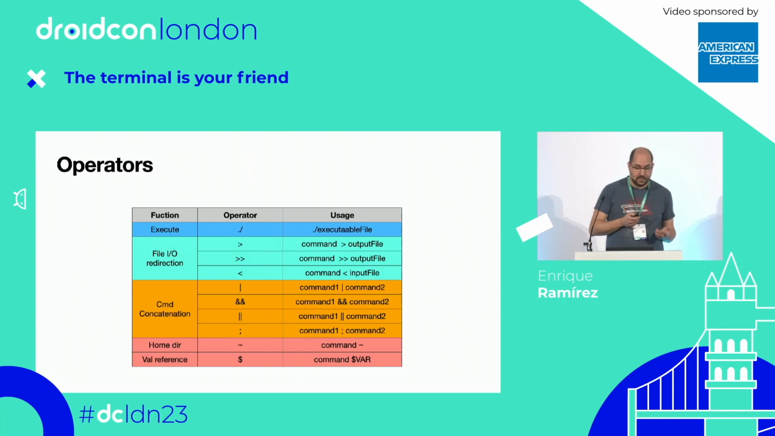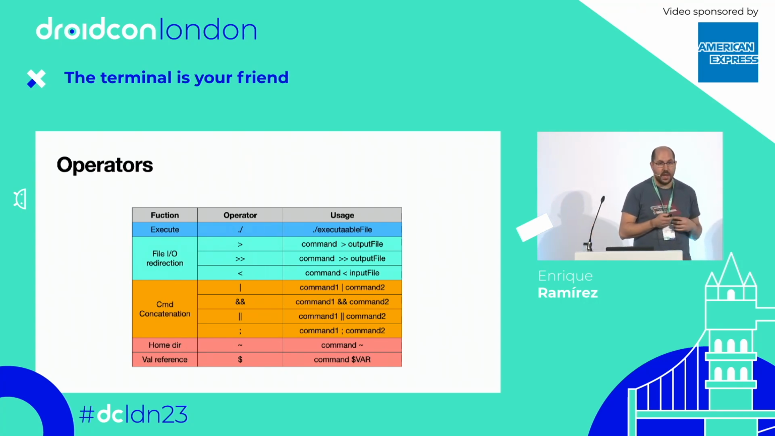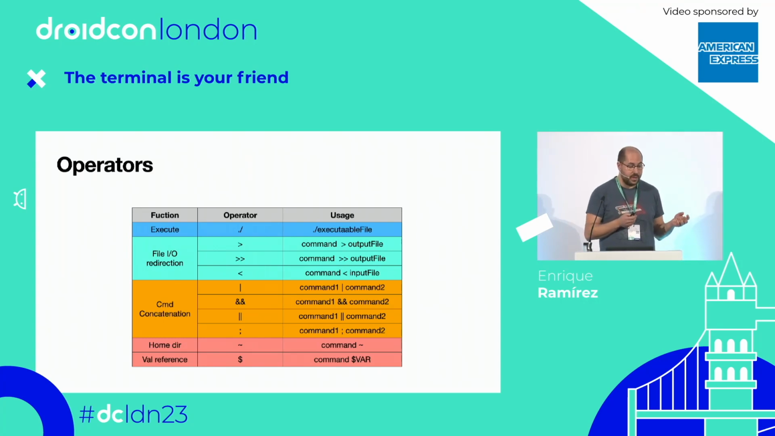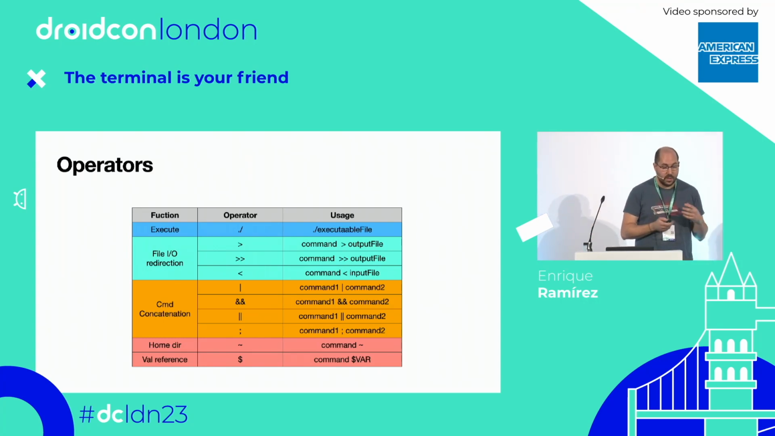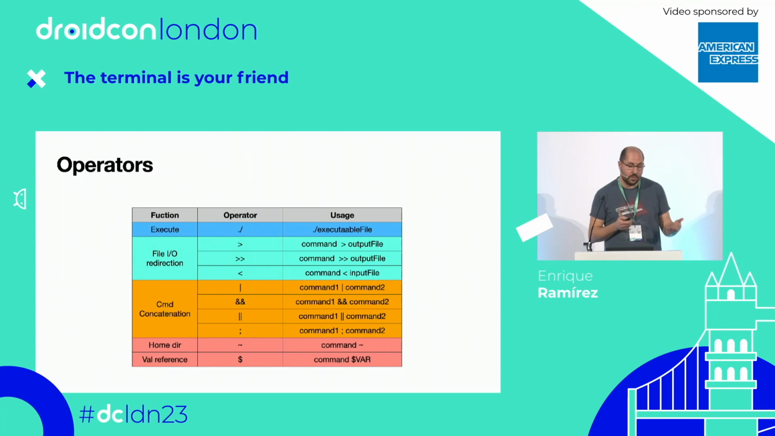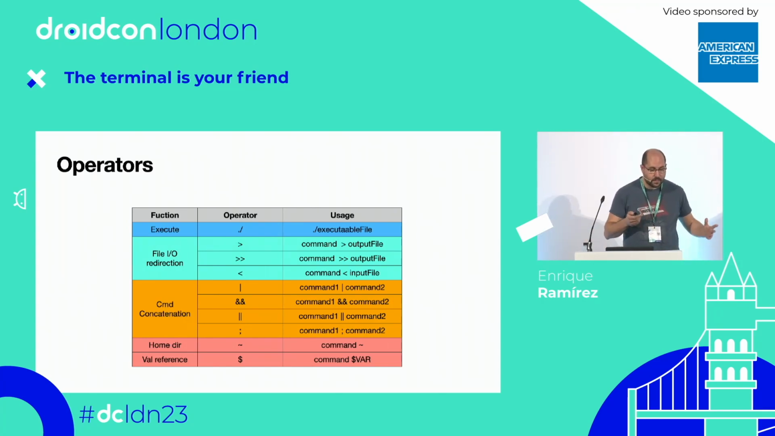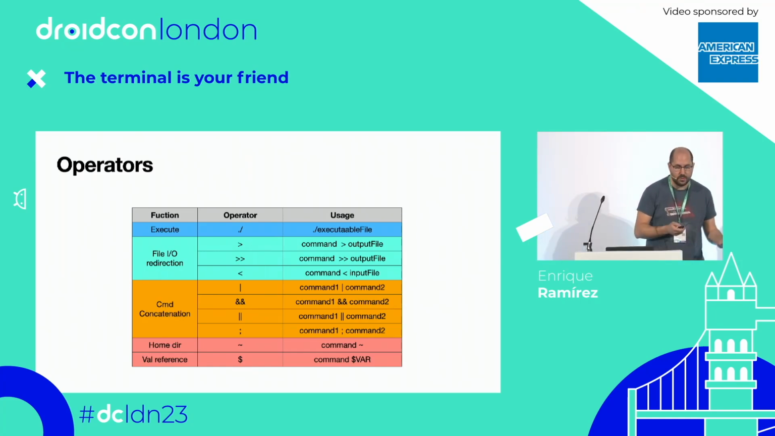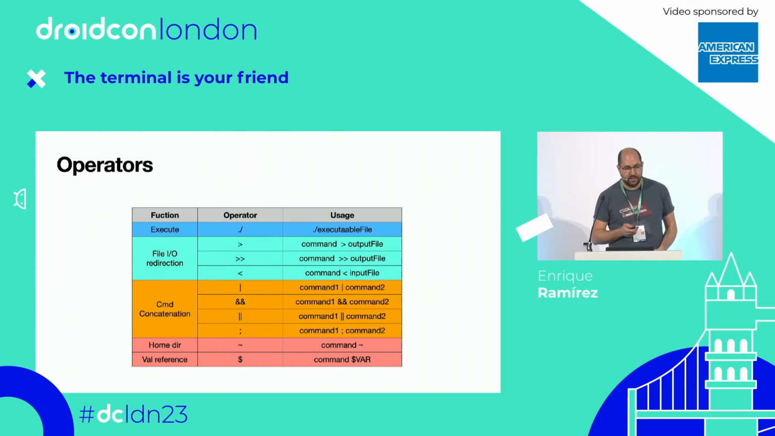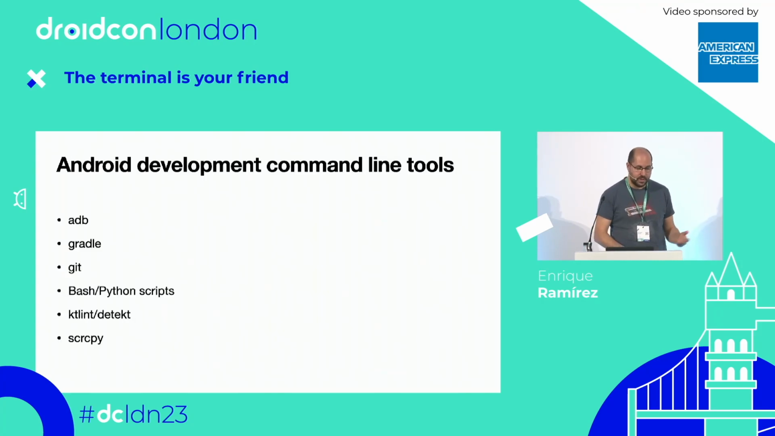And then you don't have to forget about the operators either. You need an operator for execute. Then you have some operators for file input-output redirection. Then very useful ones will be the command concatenation ones that will help you build your scripts or build aliases that we're going to talk about later. And then it's important to know how to reference the home directory or how to read variables in your terminal with the dollar symbol.